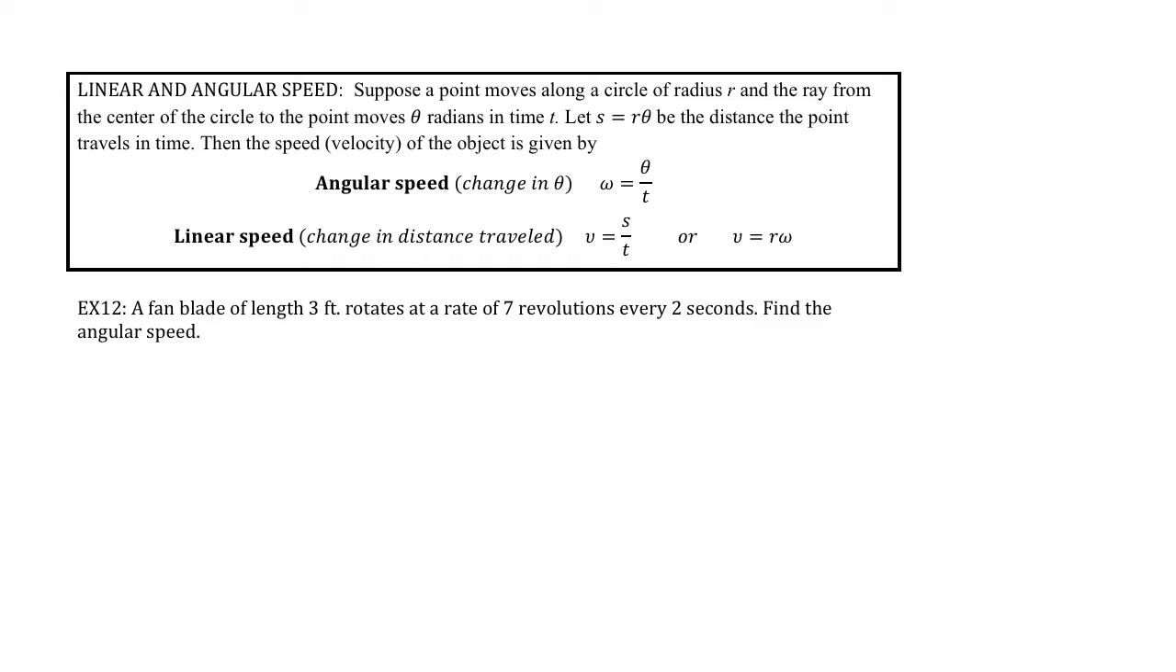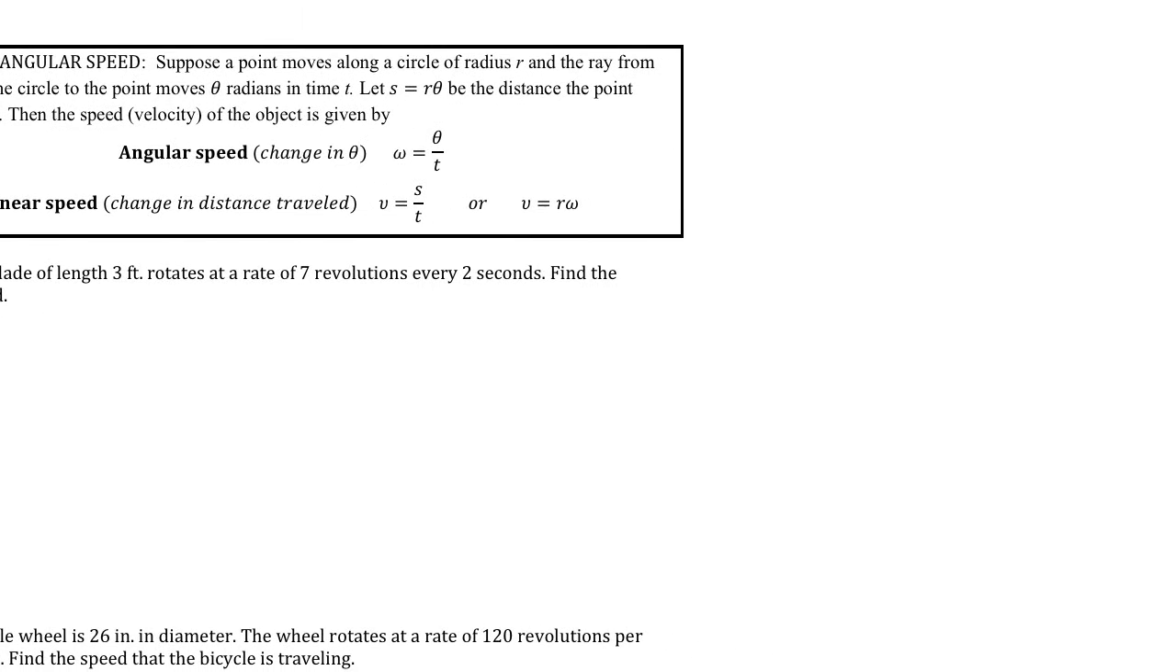Sometimes it's nice to know how fast an object is moving around in a circle and also how fast the central angle is moving, and those are examples of linear and angular speed. So before I get into this example with the fan and showing you those formulas, let me just remind you back to a formula that you might remember.